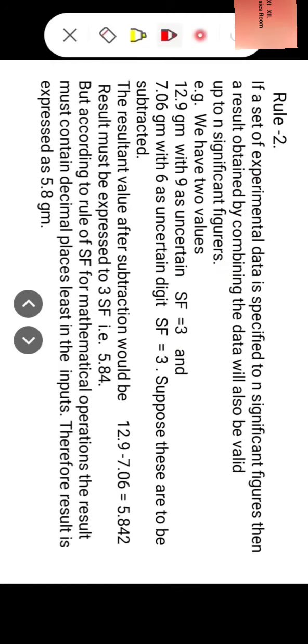And now rule 2. If a set of experimental data is specified to n significant figures, then a result obtained by combining the data will also be valid up to n significant figures.